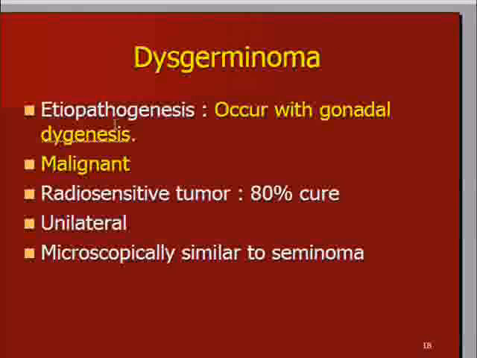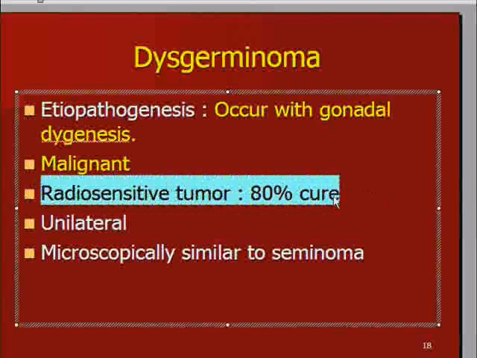Here it comes to the dysgerminoma. As I told you, this tumor has a similar tumor in the testis which is known as seminoma. This tumor arises with gonadal dysgenesis. It is always malignant. It is always solid in appearance. Never forget that this tumor is extremely radiosensitive. And this is good news for the patient. It means if we have a dysgerminoma and we do some radiotherapy, 80% of people may show a cure. It is unilateral and microscopically similar to the seminoma.